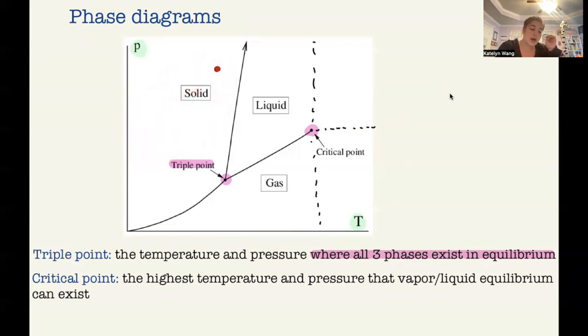Now, I'm going to go ahead and drop another red dot somewhere. And this red dot would be what? It would be a liquid, because it's within that confine of a liquid. And then finally, down here at a higher temperature, very low pressure, it would be a gas. So that helps you understand what a phase diagram is and kind of how to read them if they've got a plot pointed on it.